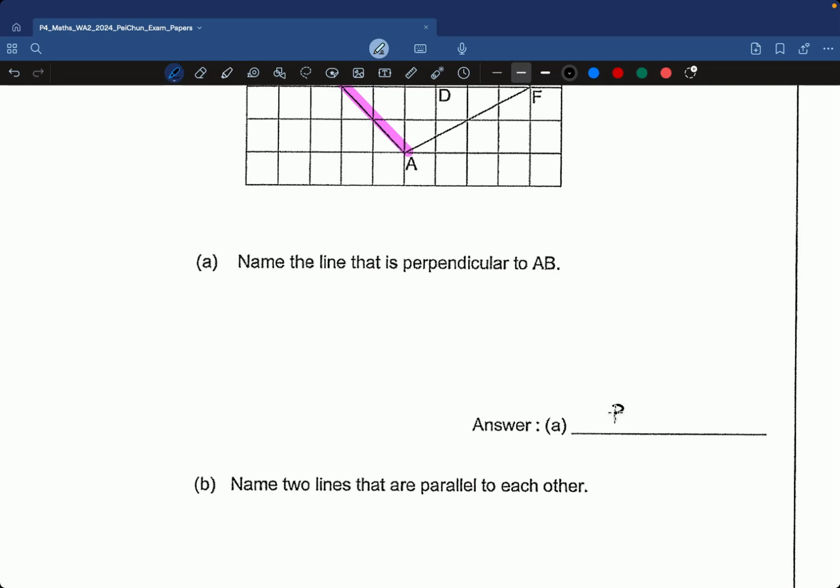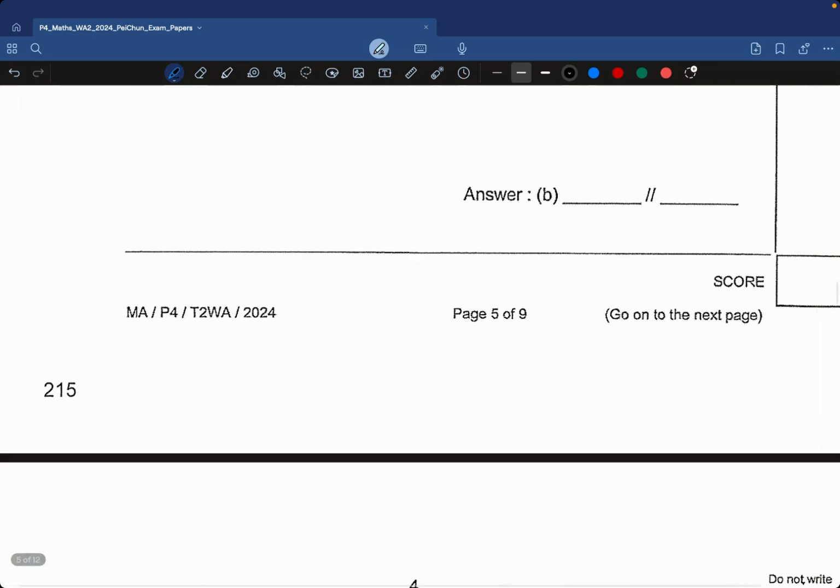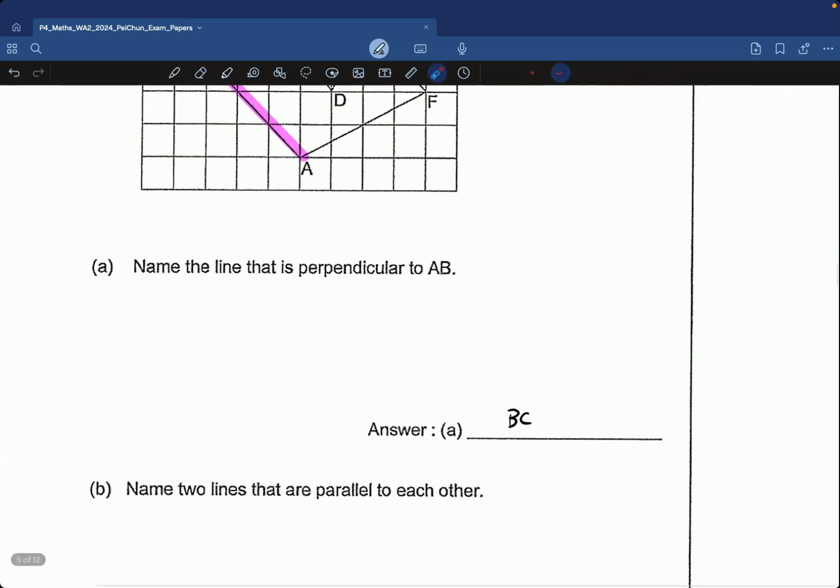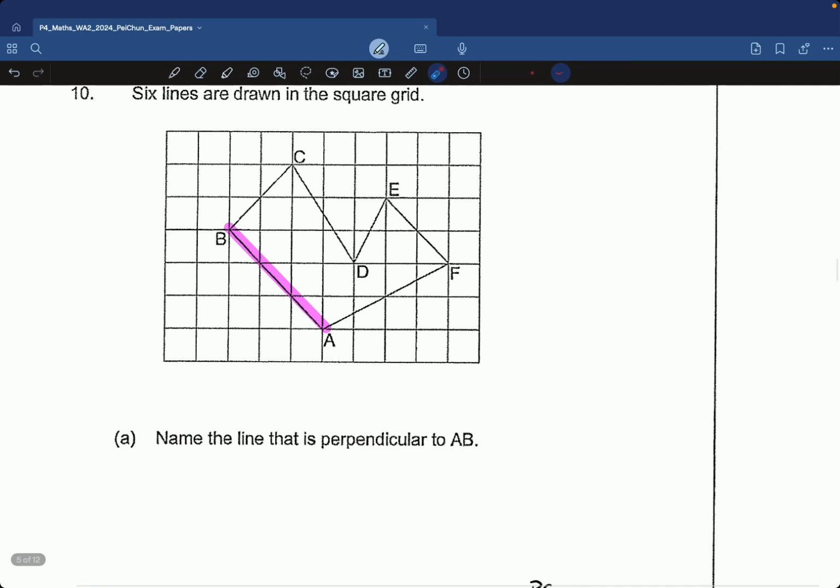All right. So next one. Name 2 lines that is parallel to each other. So let's see if any lines are parallel to each other. So parallel means they are facing the same direction, right? So it looks like, so these are called parallel lines. Okay, so let's start with BA. What lines are parallel to BA?